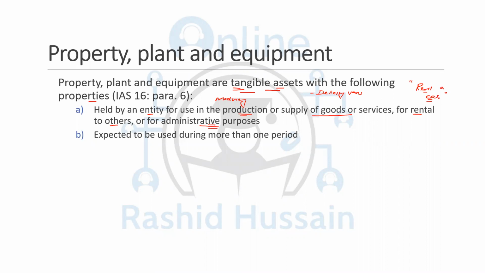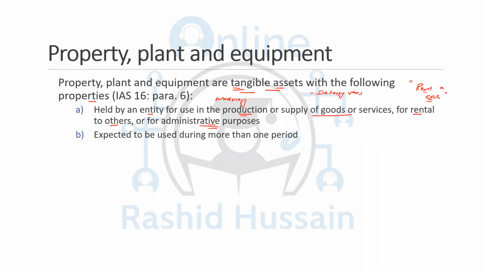So IAS 16 property, plant, and equipment are the tangible assets which are held by the entity for production. For example, the machinery. For example, the assembly lines. Assembly lines are a full plant and machinery, where a lot of machinery is connected together. Or for supply of goods or services. For example, you have the delivery vans.